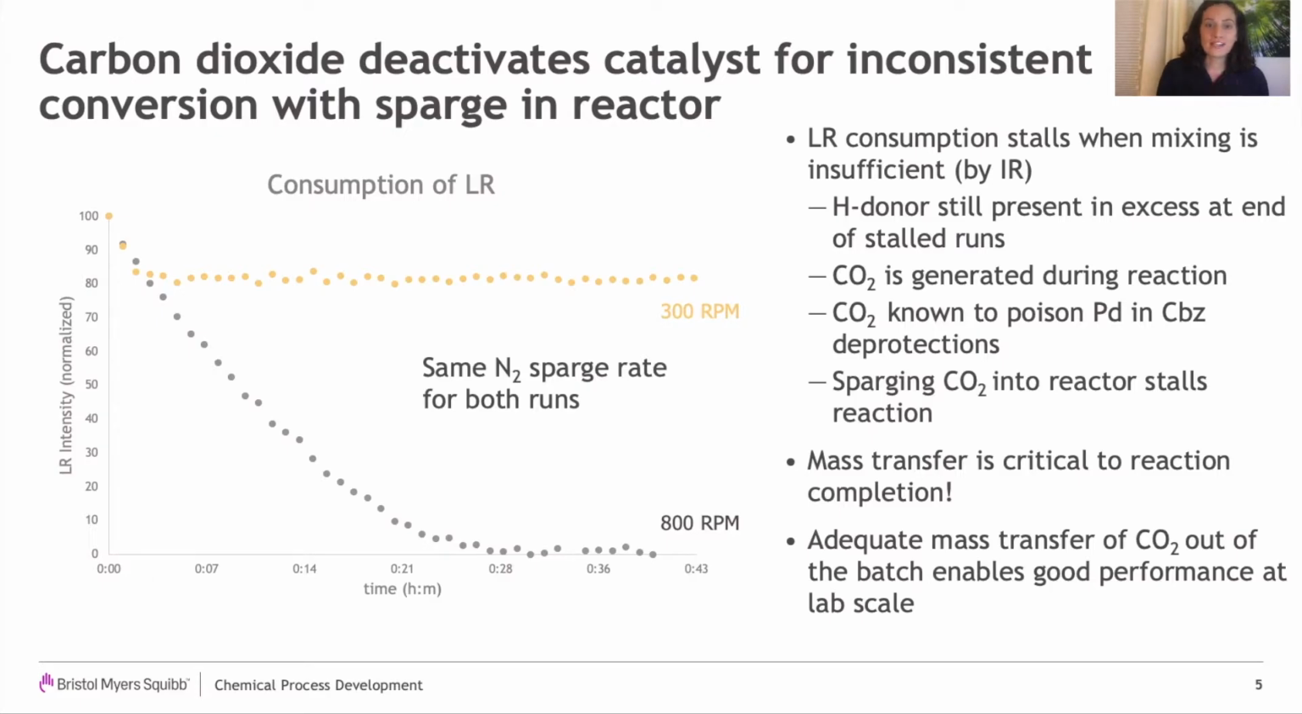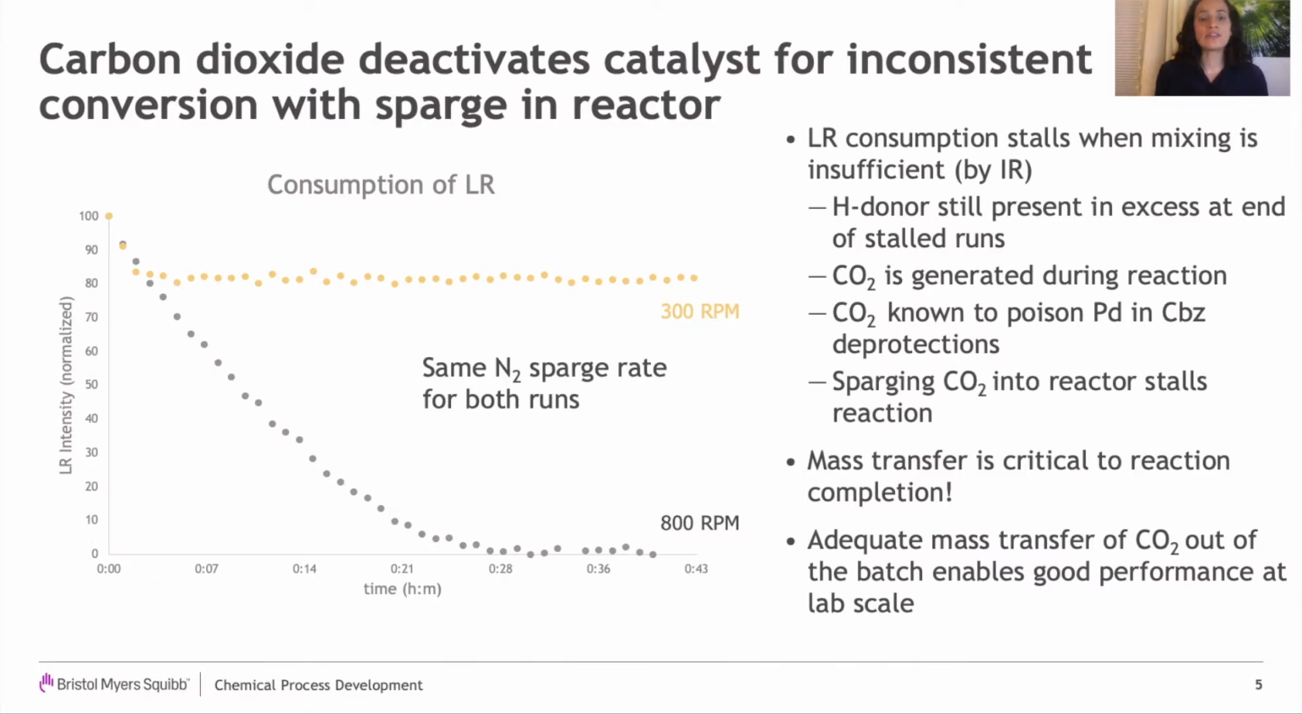So we took a run that had good mixing and sparged CO2 instead of just pure nitrogen into the reaction, and that stalled the reaction just the same as the 300 RPM case. Carbon dioxide can poison the reaction. And mass transfer is then critical to reaction completion. Purging the CO2 from the batch is critical.